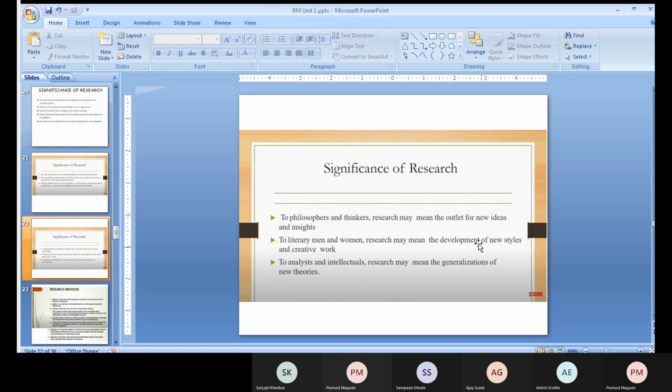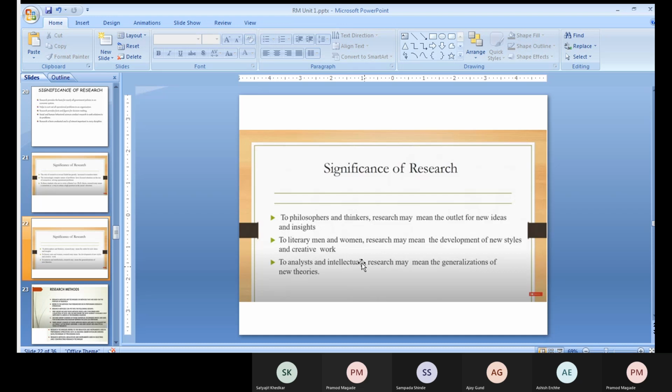You can see the philosopher and the thinker have done research for getting new ideas. That is also an importance of research. For literary men and women, research may mean the development of a new style of creative work. Everywhere this is required, in case of cloth, machineries, and the development of a design. In that case, these significances are the most priority and creative things are there. So research is required for that.